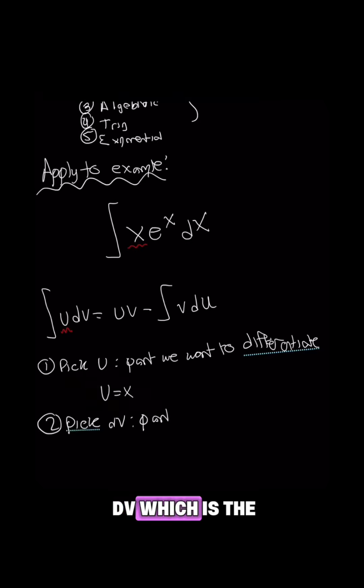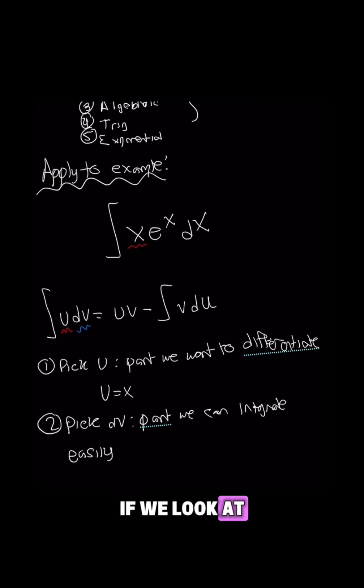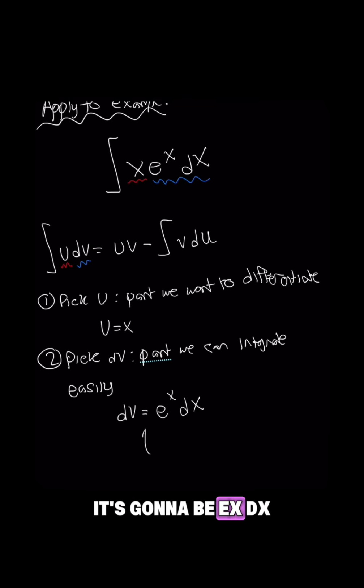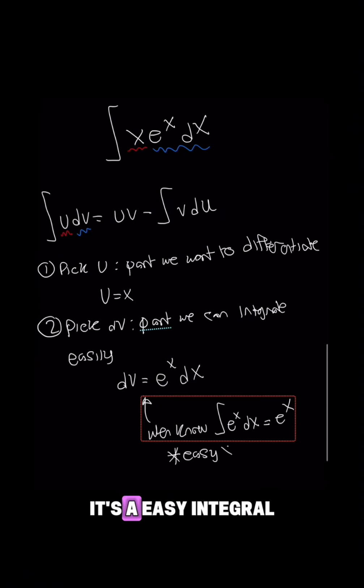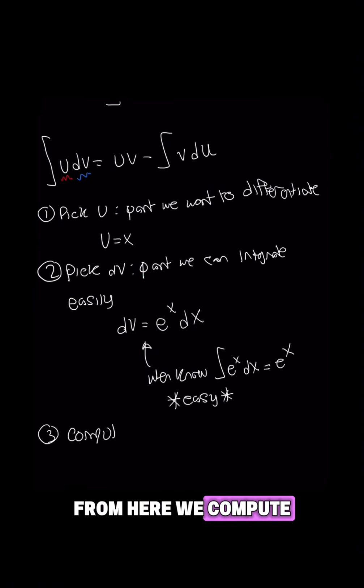Now we can pick dv, which is the part we can integrate easily. If we look at our integral, it's going to be e^x dx. Since we know that the integral of e^x dx is just e^x, it's an easy integral to compute. From here, we can compute du and v.